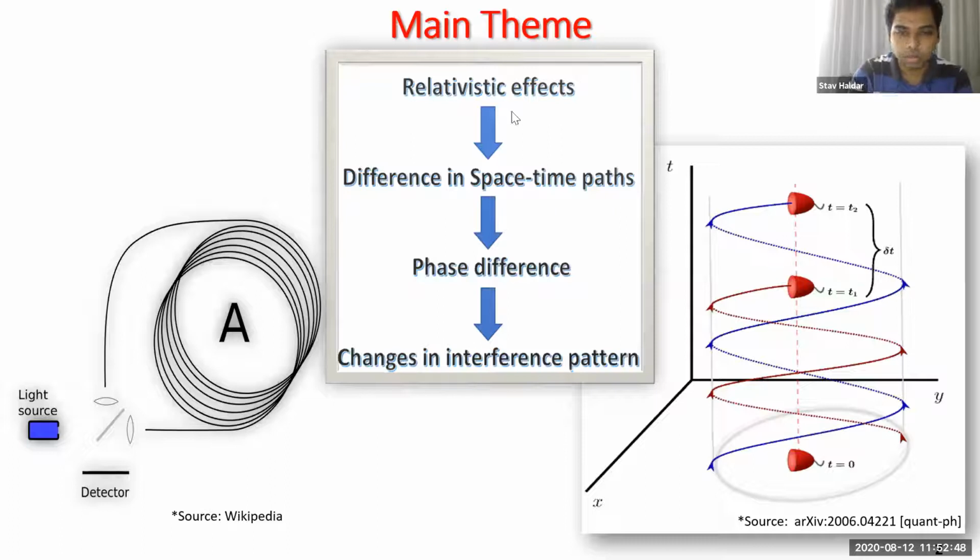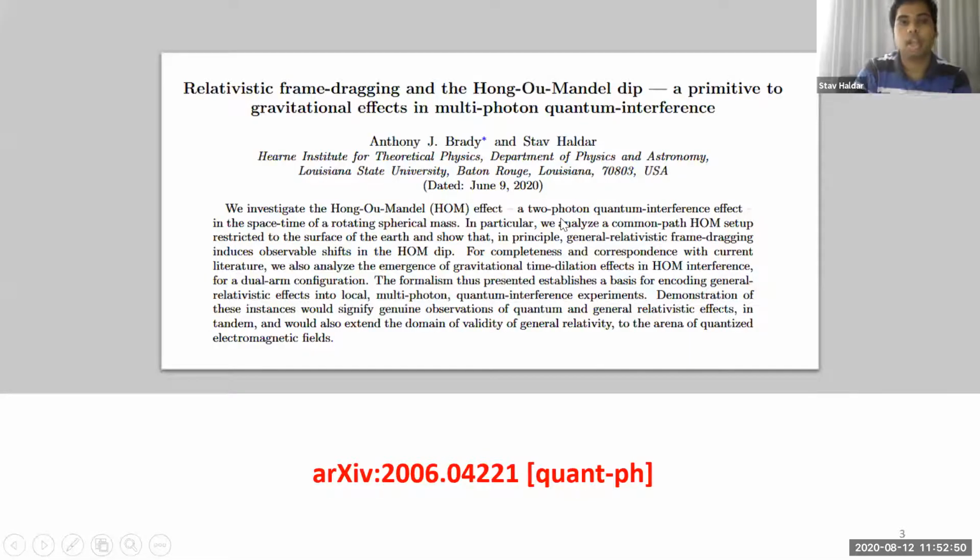So let me move to the next slide. This is a work that, as Mark also told you, I did with Anthony Brady, who is also a graduate student here at LSU. And this is on arXiv currently. It's under review in a journal. So let me move on.